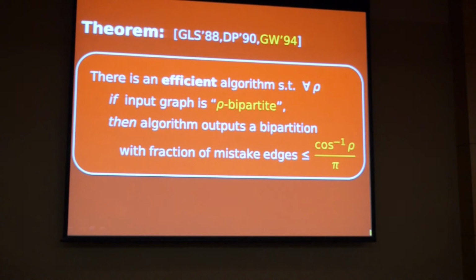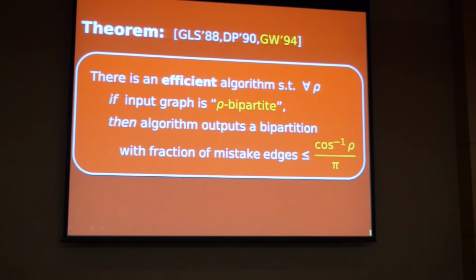It says the following. This algorithm, if you give it a graph which is rho bipartite, I'll say what that means in a second, then the algorithm is guaranteed to output a bipartition where the fraction of edges which are mistake edges, they stay inside the bipartition, is at most this memorable quantity, inverse cos of rho over pi.